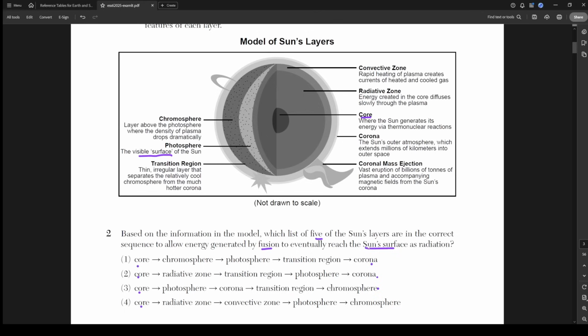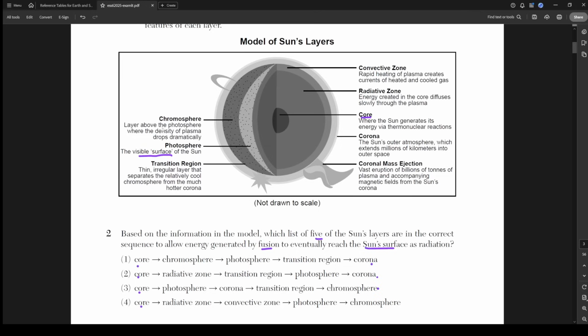Eventually reach the sun's surface. If you go to corona, the sun's outer atmosphere, I mean, it could be the layer above the photosphere, above the surface. So both of those, let's just go to the middle and see how it goes. So we're going to start in the core, then jump out to the chromosphere, then to the photosphere, which is the visible surface.